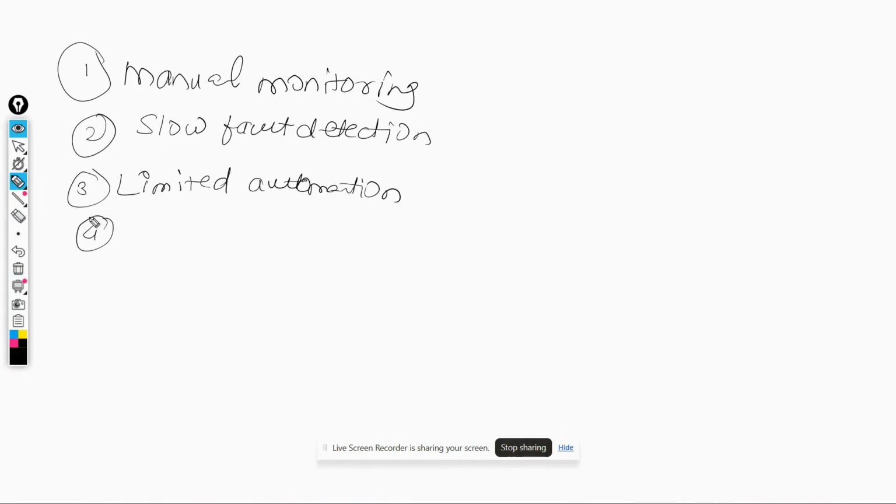Then next, inefficient asset utilization. And next, lack of real-time data.